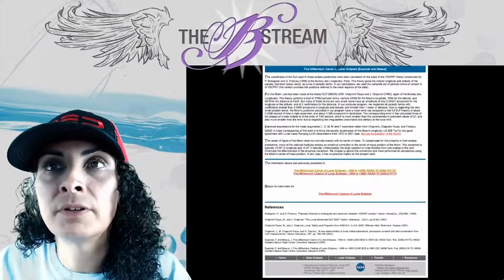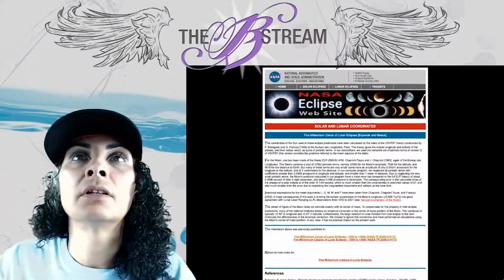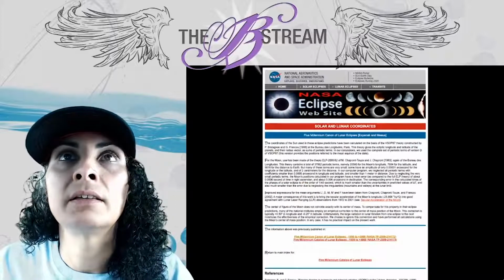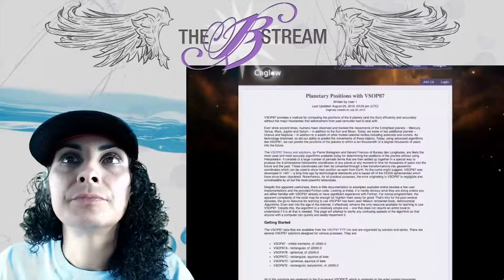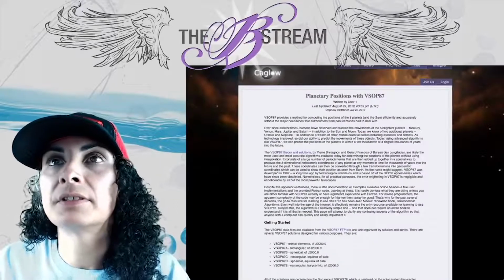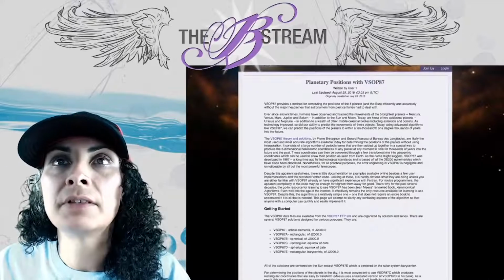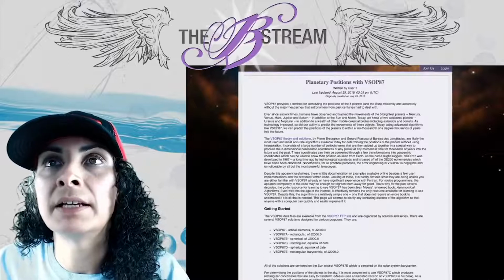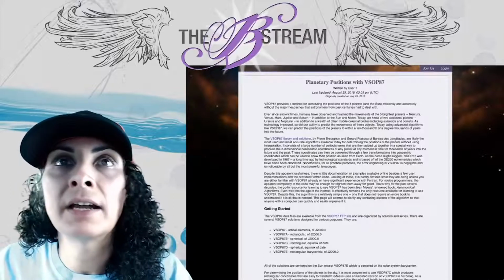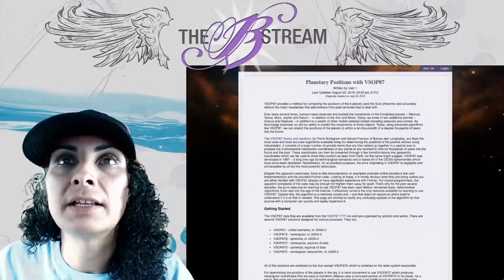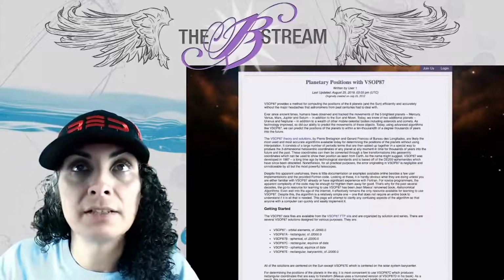Okay, but what is an ephemeride? Let's look at what an ephemeride is, because I thought I had that up here. Okay, planetary positions. This is the theory upon which they're getting their positions, okay? Provides a method of computing the positions of the 8 planets and the sun efficiently and accurately without the major headaches that astronomers from past centuries had to deal with.